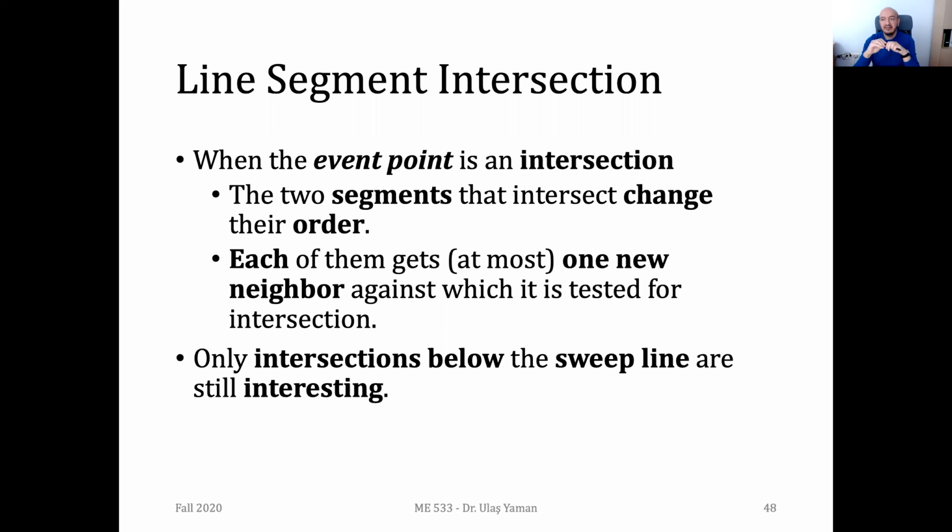And again, while we are going downwards, the intersections below the sweep line are always the important ones, since the ones above the sweeping line have already been completed, so we don't need to worry about them. The intersection points below the sweeping line are still important.